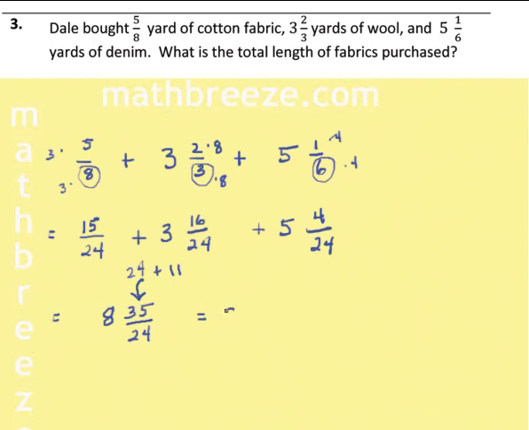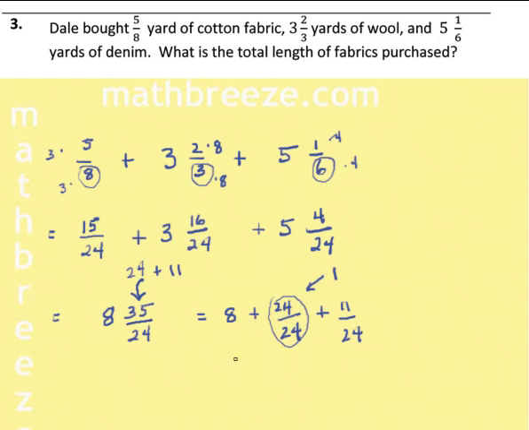So what we actually have here is 8, and then we have 24 over 24. That's from this 24, and then another 11 over 24. That's what this actually is equal to. This is equal to 1.